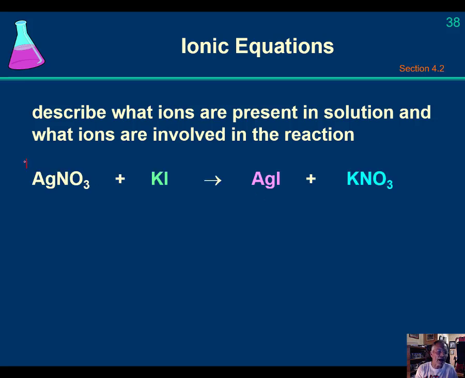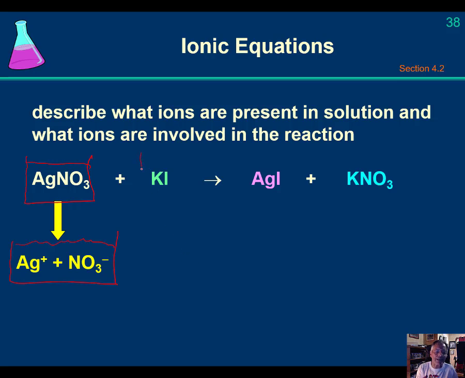So let's say I have a beaker of silver nitrate. I take some water and I dissolve silver nitrate into that beaker of water. Here's what happens. It's a nitrate. All nitrates are soluble. So immediately the silver nitrate dissolves into silver ions and nitrate ions. So that's actually what's in the beaker.